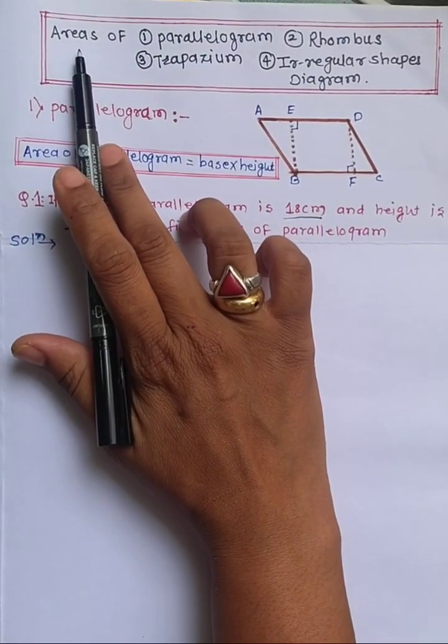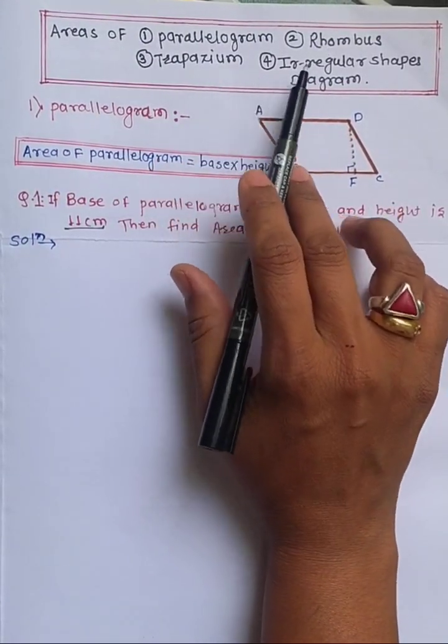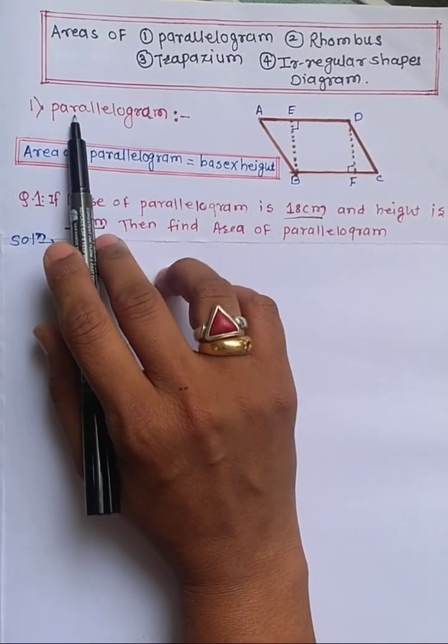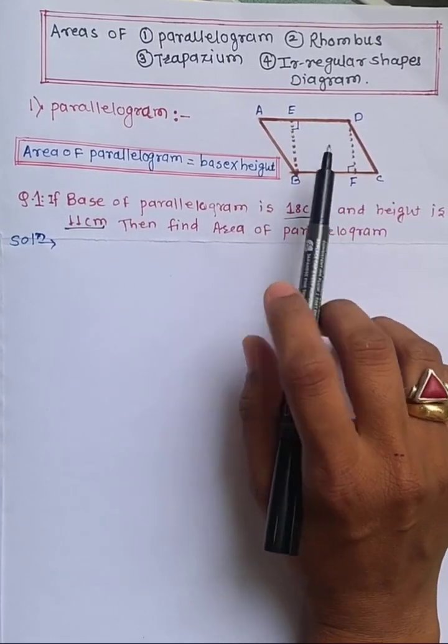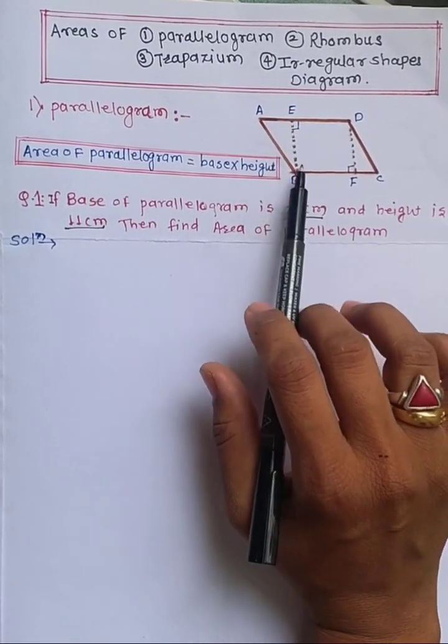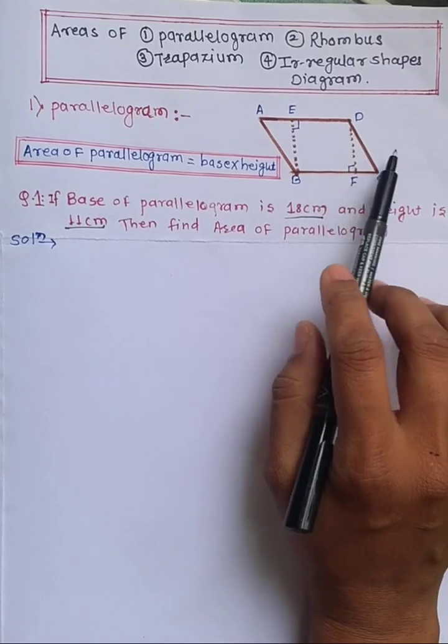In this video, we'll see how to find areas of parallelogram, rhombus, trapezium and diagram having irregular shape. I will take first parallelogram, that is the diagram of parallelogram like this. A, B, C, D and BE is the height of that parallelogram. Also DF is the height of that parallelogram.